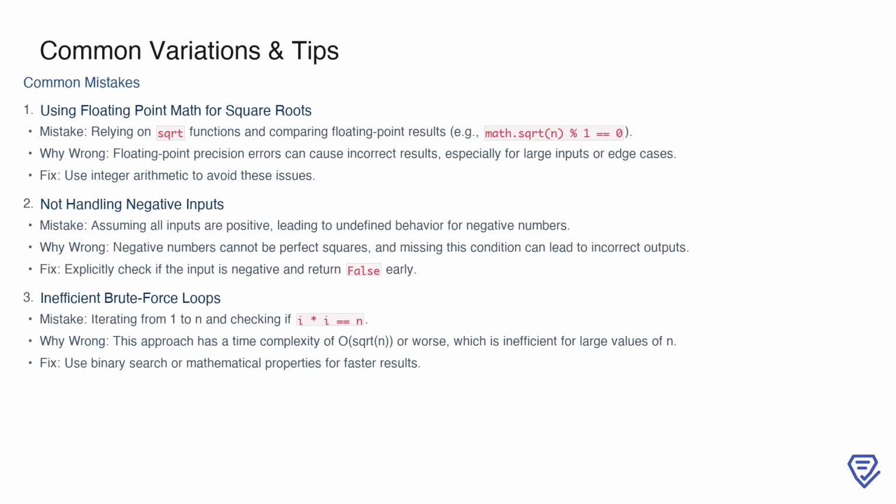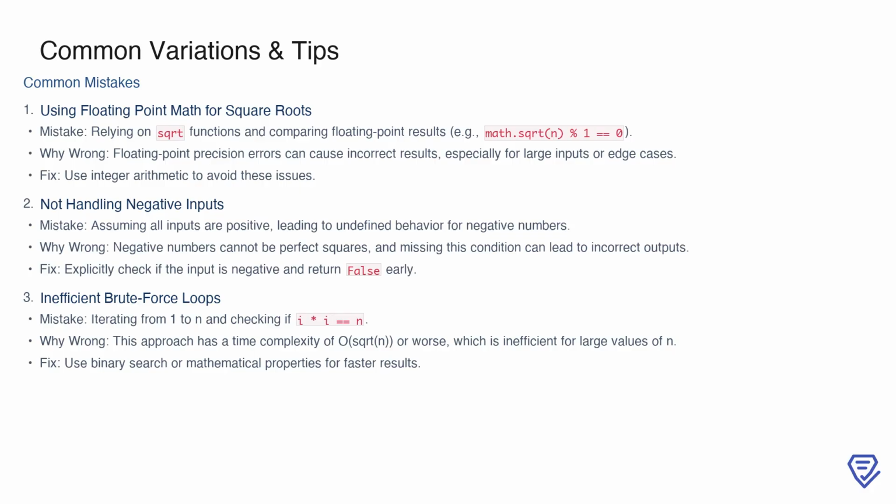When solving the problem of determining if a number is a perfect square, there are a few common mistakes to be aware of. First, relying on floating point math to calculate square roots can lead to precision errors. For example, using something like math.sqrt(n) % 1 == 0 might seem intuitive, but floating point calculations can be imprecise, especially for large numbers or edge cases. Instead, stick to integer arithmetic to ensure accuracy.